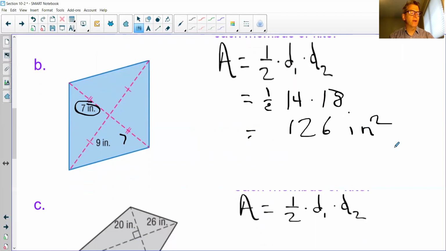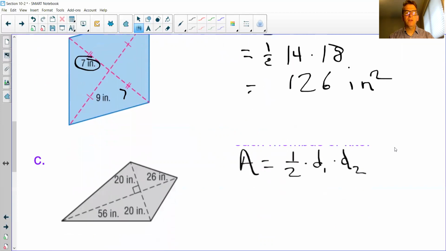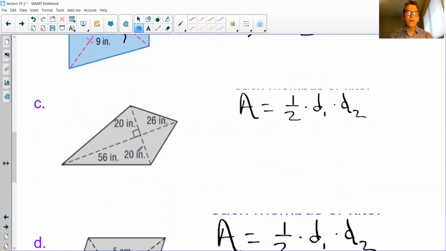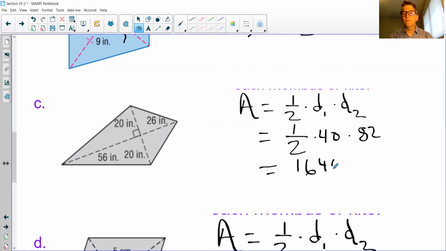Letter C, 1/2 times D1 times D2. Get your 20 and 20, 56, and this one happens to be 26. So that is 1/2 times D1, which is 40, 20 plus 20. And D2 is 56 plus 26, which is 82. And that calculator work is 1,640 square inches.